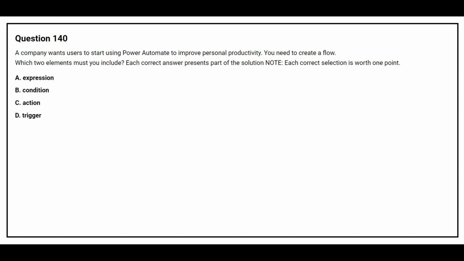Question number 140. A company wants users to start using Power Automate to improve personal productivity. You need to create a flow. Which two elements must you include? Option A, expression. Option B, condition. Option C, action. Option D, trigger. The correct answers are Option C, action. Option D, trigger.